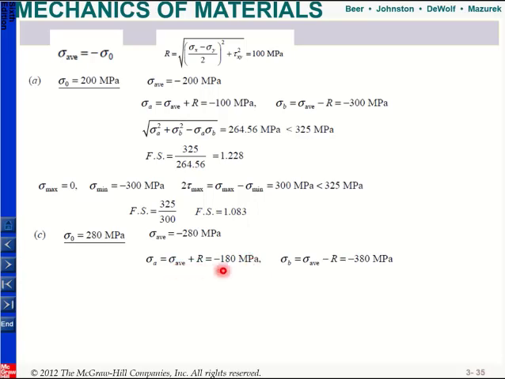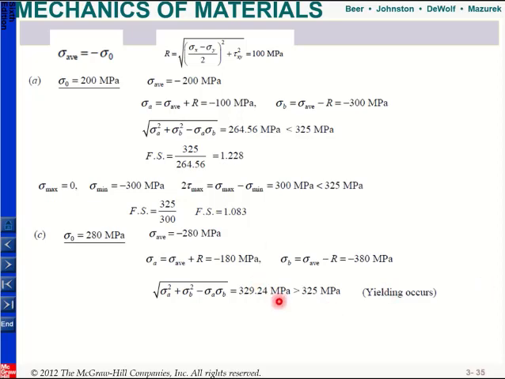And if you find them, so again, they have both minus signs. So this is minus 180, this is 380. And then you can calculate this term, and it will give you 328.24. And since it's larger than 325, you will see that it yields, so it's not safe.